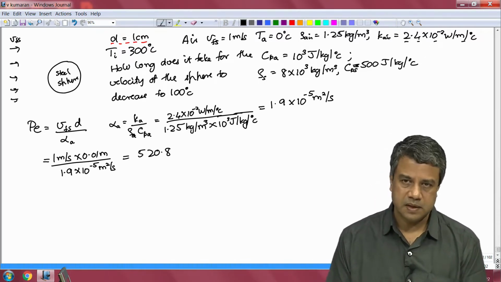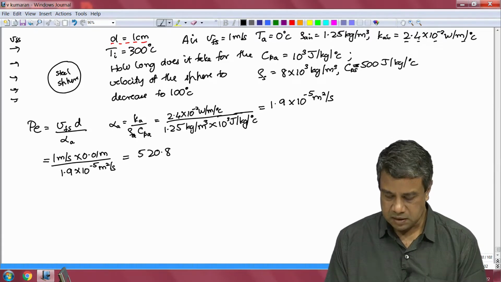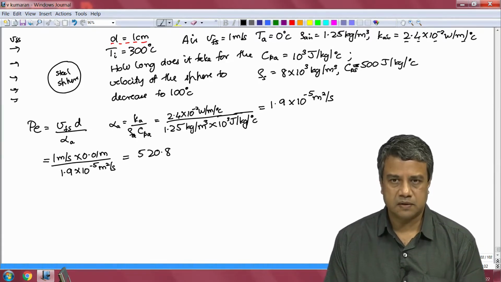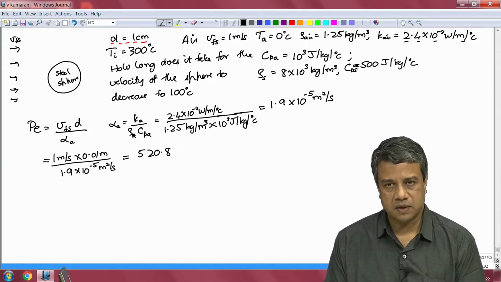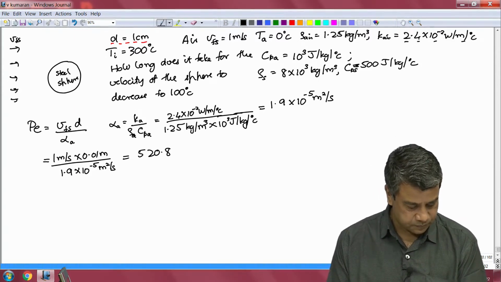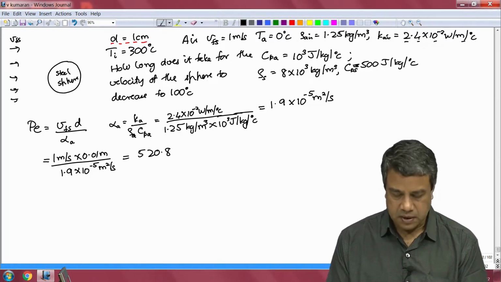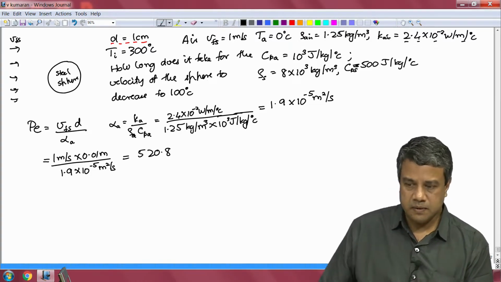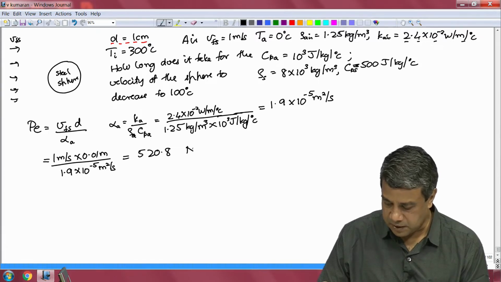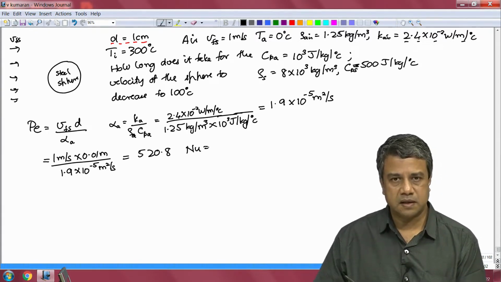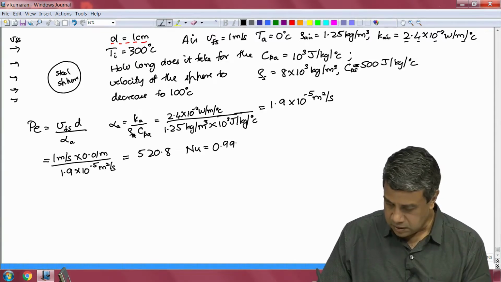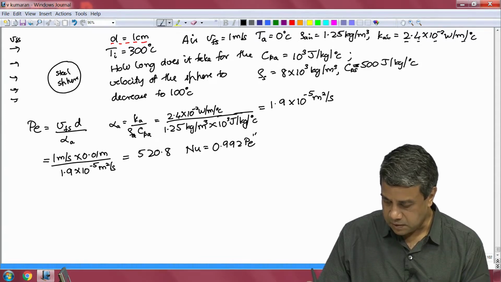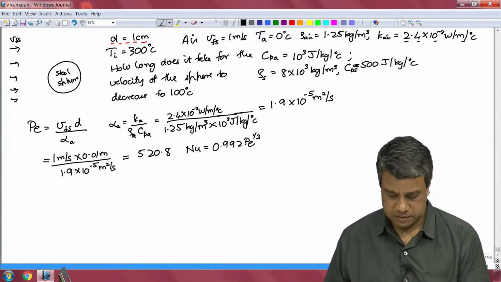So, the Peclet number is actually large in this case, and the ratio of the thickness of the boundary layer and the diameter of the sphere is the 1/3 power of this. So, now that we know that it is in the high Peclet number limit, we have to use the Nusselt number correlation for high Peclet number, which we had stated earlier, and which we will derive later, 0.992 times Pe power 1/3. That is the Nusselt number correlation.